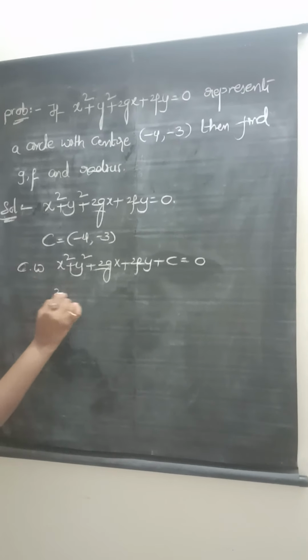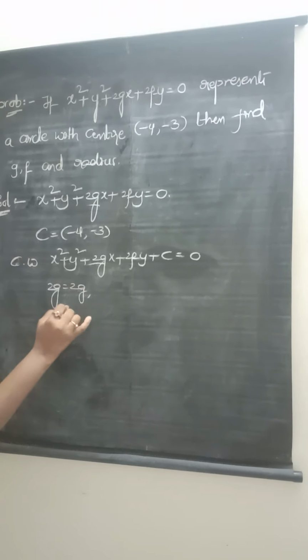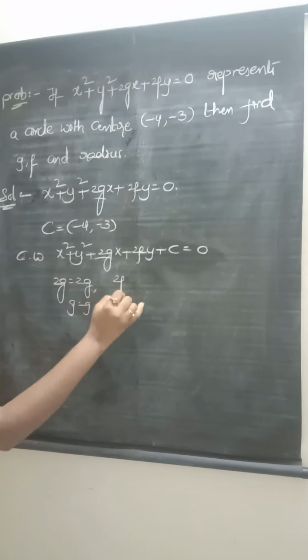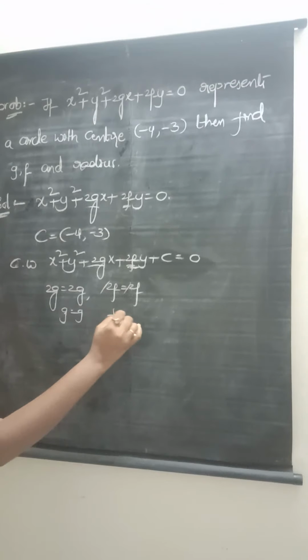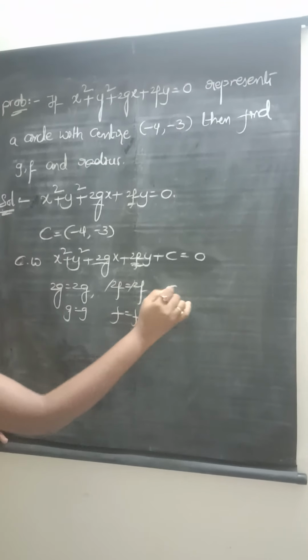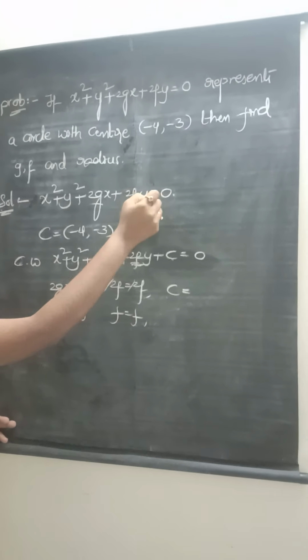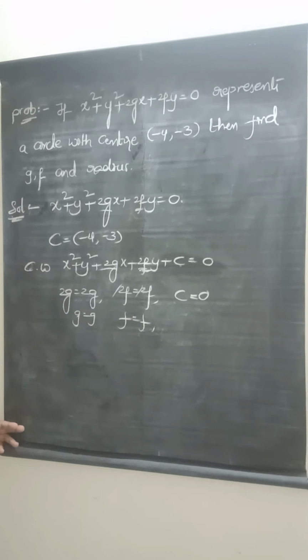Then 2g is 2g, so g is g, and 2f is 2f, so f is f, and c is the constant. There is no constant in the given equation, so c = 0.